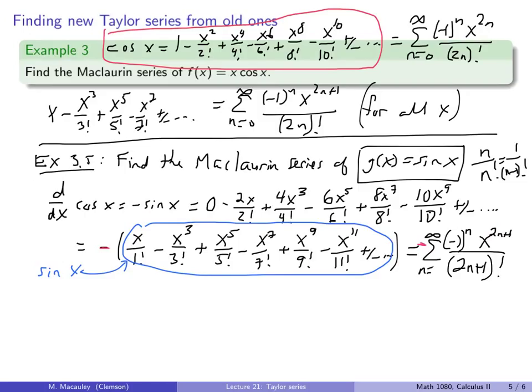So let me do the same thing. Let me circle this in blue, and I'm swiftly avoiding that red negative sign. That's equal to sine. And this converges for all x.